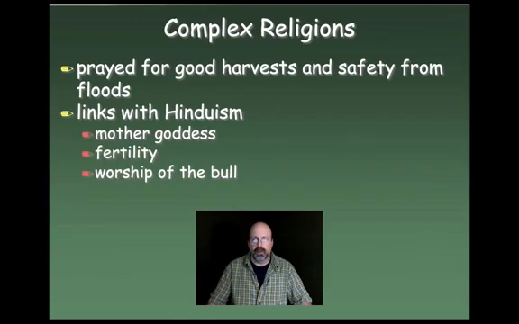Now, they also had complex religions. After all, they were a theocracy. So they prayed for good harvests and safety from floods, which was very common amongst the cities of the Indus Valley because the river oftentimes changed its course. But there are also some early links with Hinduism. So a lot of folks will trace back the origins of Hinduism all the way back to the Indus Valley civilization. So they believed in things like the mother goddess, fertility, and the worship of the bull. All of these aspects of Hinduism can be traced back to these early religious beliefs in the Indus Valley.